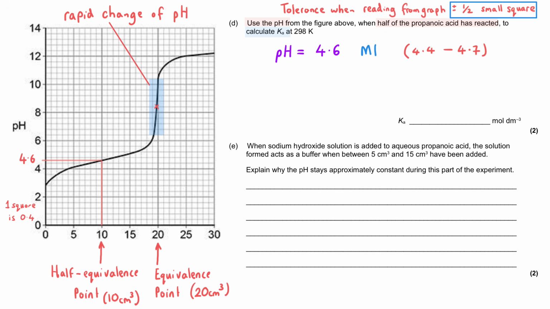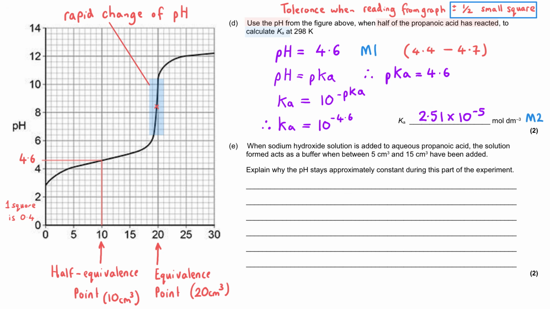We already proved in the previous part of the question that at the half equivalence point, pH equals pKa, and so the pKa is 4.6. And we know that Ka equals 10 to the negative of pKa. And so this means that the Ka will be equal to 10 to the negative 4.6, which gives us a Ka of 2.51 times 10 to the minus 5 moles per decimeter cubed.